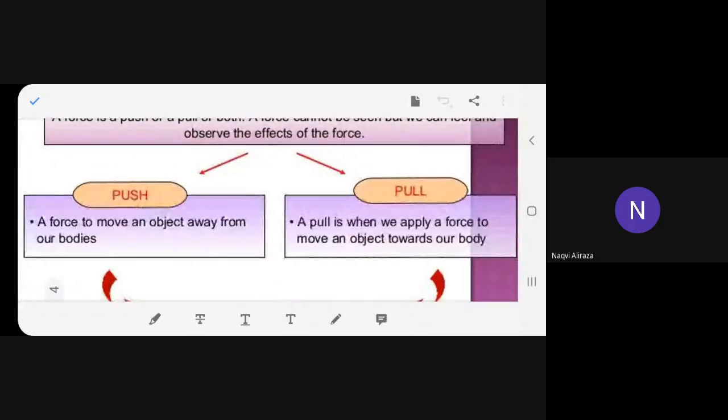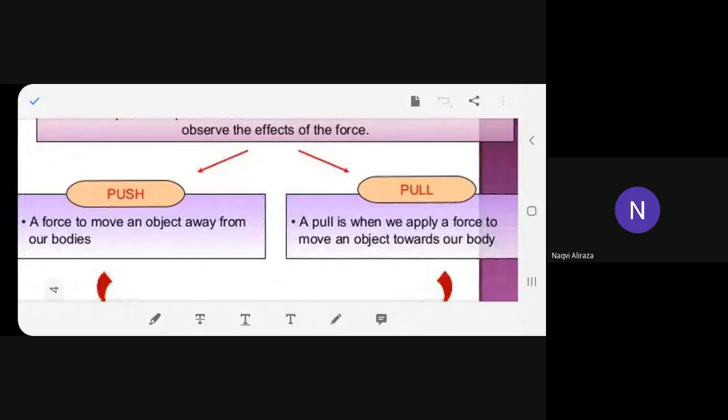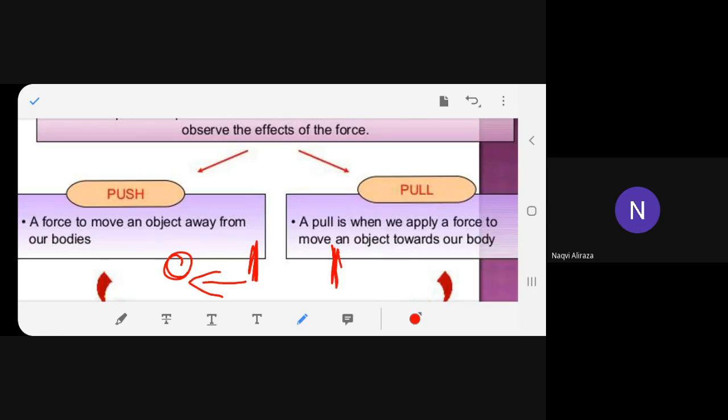Please read. First we'll read the push. Push: a force to move an object away from our body. Pull: a pull is when we apply a force to move an object towards our body. Okay. Now there is an object over here, and this is your body. Push is a force away from the body. This is your body, and this is the object. Pull is towards your body.